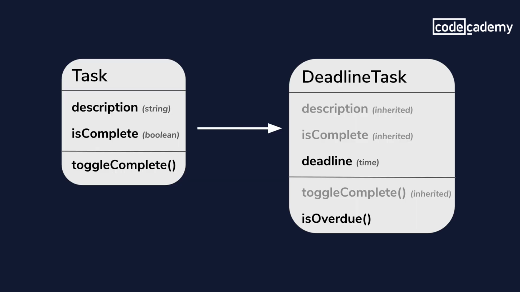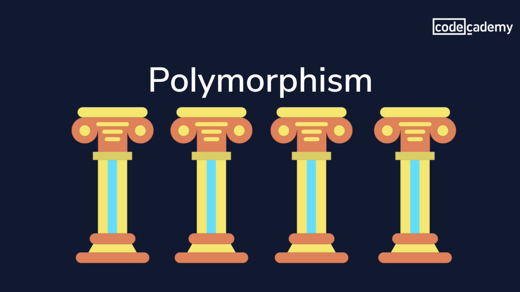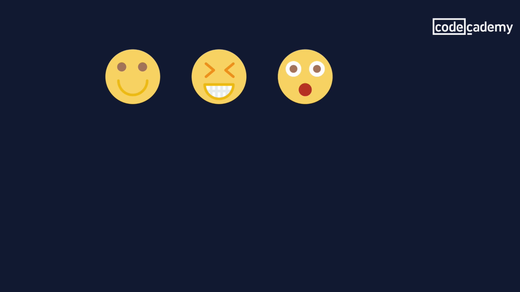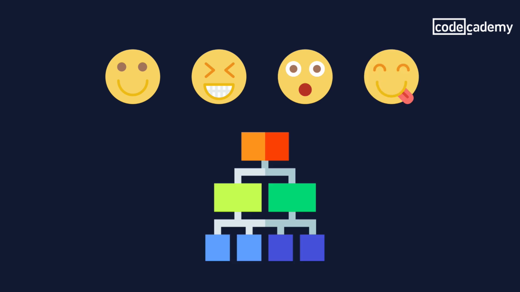Generally, inheritance works best in situations like this, where you have an entity like a deadline task, which is just a more specific version of another entity like our task class. The final pillar of object-oriented programming is polymorphism. The word polymorphism literally means having multiple forms. In object-oriented programming, when we use inheritance in our classes, we can take advantage of polymorphism when using these classes.